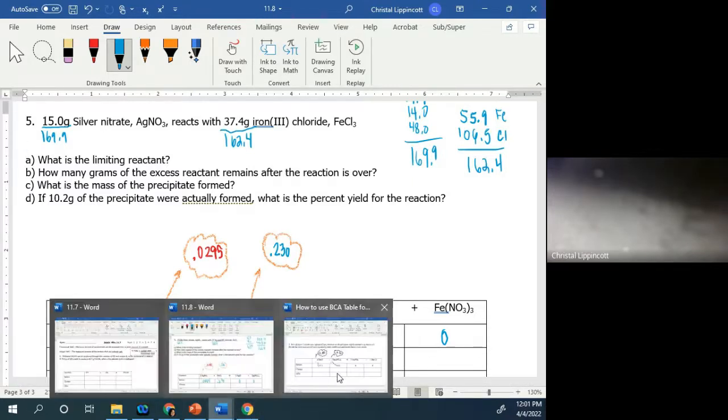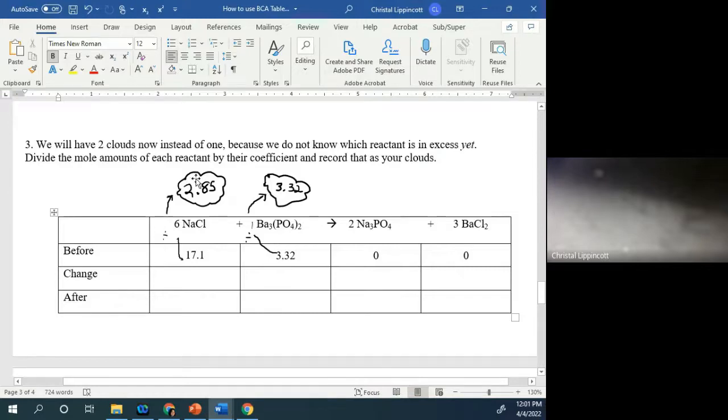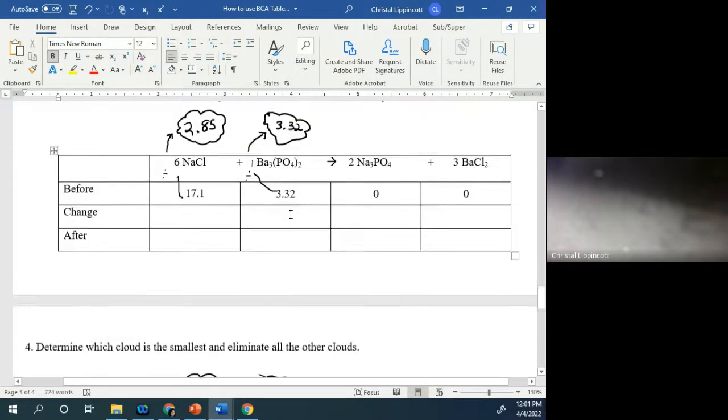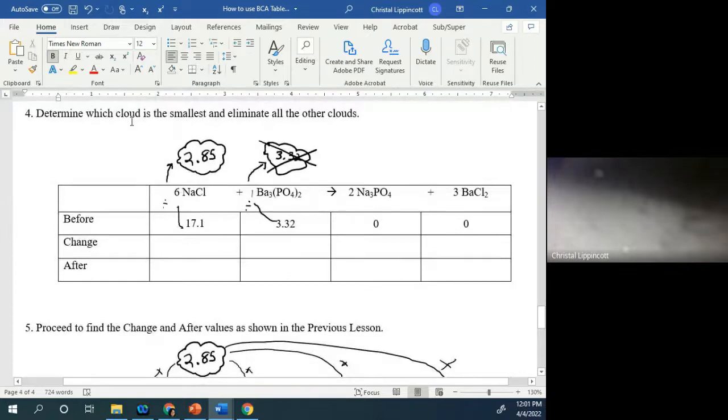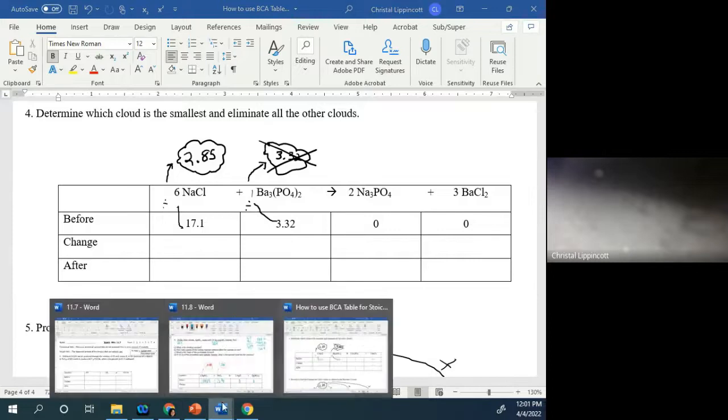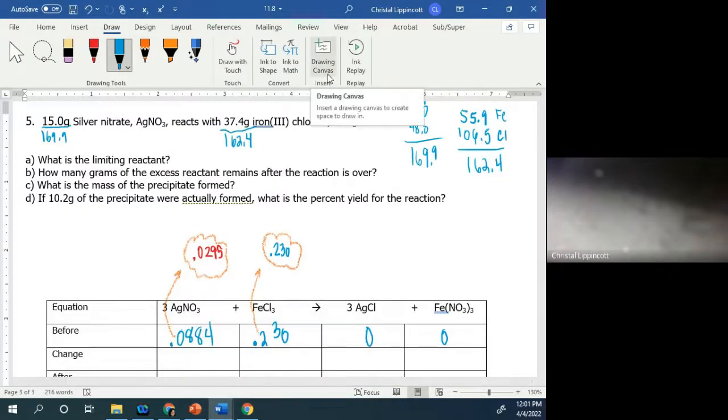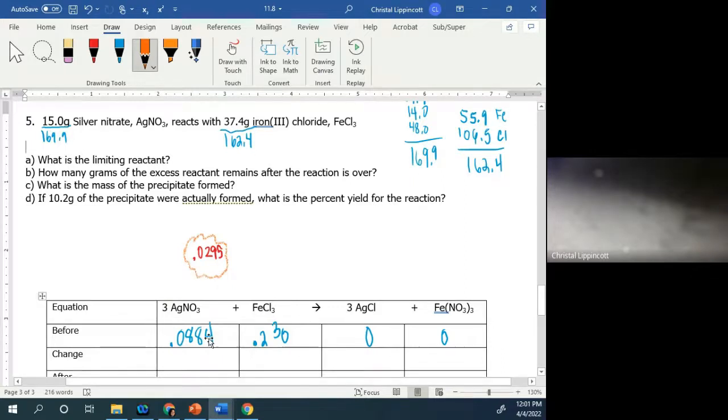Okay. So now we're going to figure out, we've got those as our amounts. Now we're going to read next. Determine which cloud is the smallest and eliminate all the others. So which one's smaller here? This one or this one? The left one. So I'm going to get rid of these so that they don't confuse me. And now I'm going to use this cloud value to figure out my change amount.